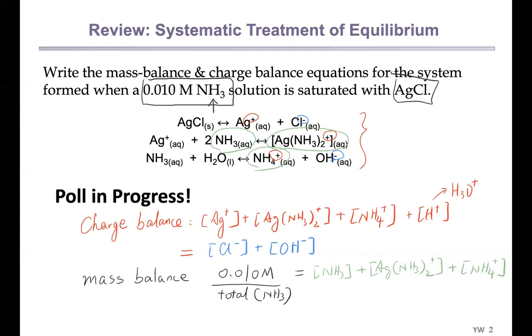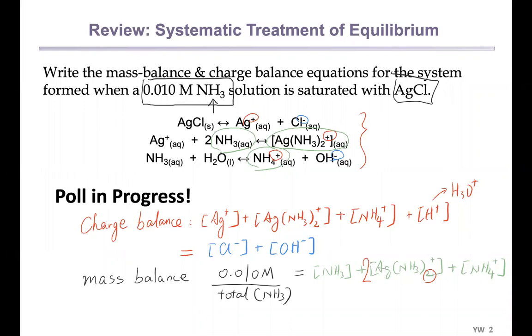Is it a 2 in front of the complex? Yeah, you're right. We have 2 ammonia here from this complex. So what should we do with it? A coefficient, yes. We have to put a 2 before this one because every 1 mole of this complex ion will contribute 2 moles of ammonia. Okay, so this is actually our first mass balance.